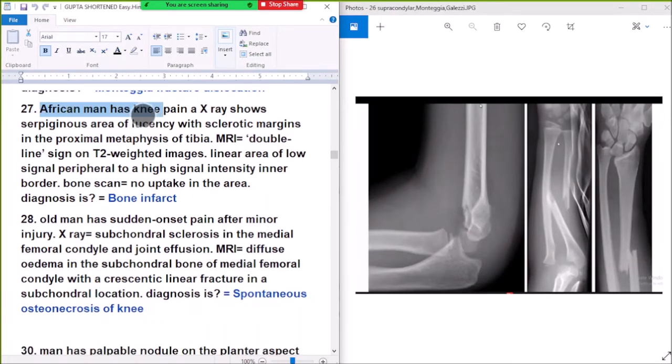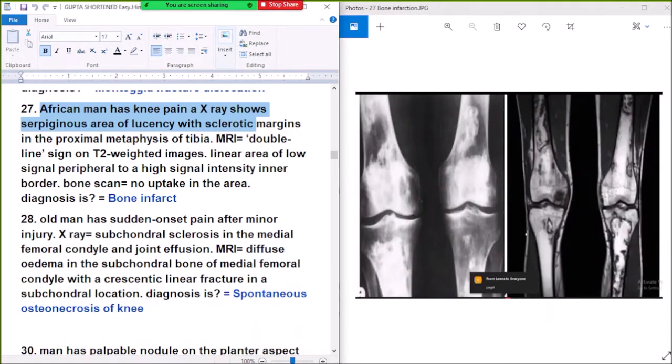Question number 27. An African man has knee pain. X-ray shows an area of lucency with sclerotic margins in the proximal metaphysis of the tibia. MRI shows the double line sign on T2 weighted images: a linear area of low signal peripheral to a high signal intensity inner border. Bone scan shows no uptake in the area. Diagnosis: bone infarct.